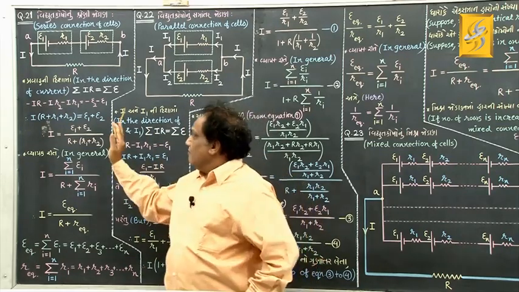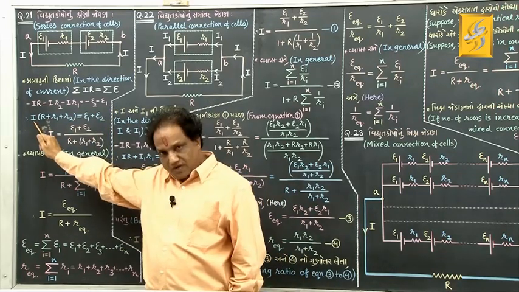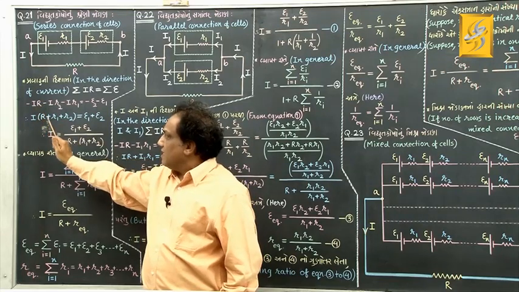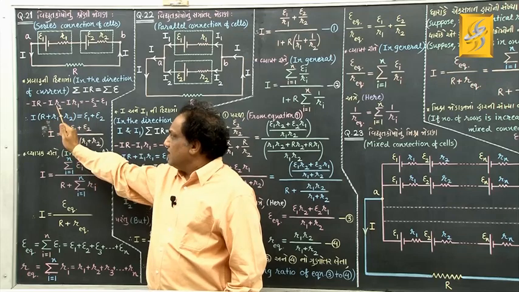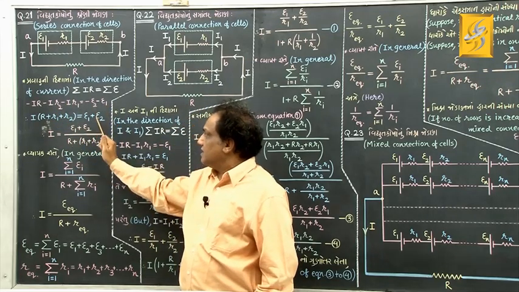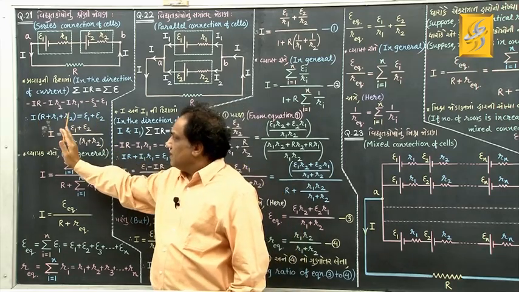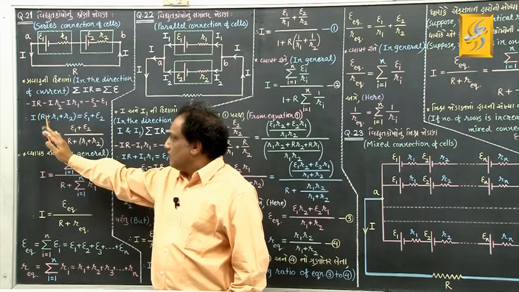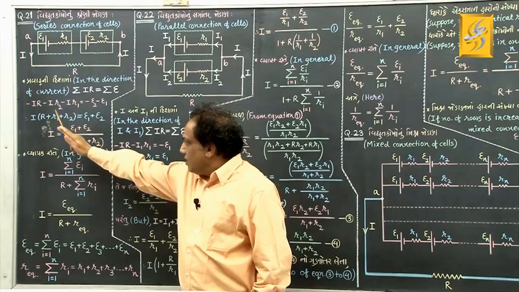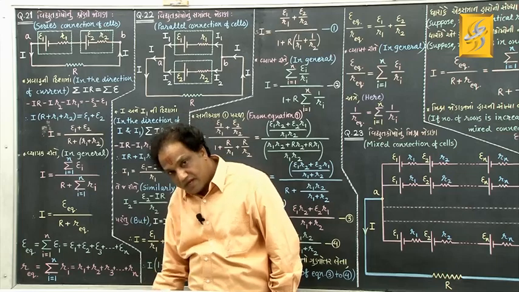When all the terms are plus, after that you can take I common from the left hand side. Inside the bracket it will now be capital R plus small r1 plus small r2. And here it will be E1 plus E2. Simple. Find out I now. Transfer this bracket to the right hand side in the denominator, then it is I equals E1 plus E2 upon capital R plus small r1 plus small r2.